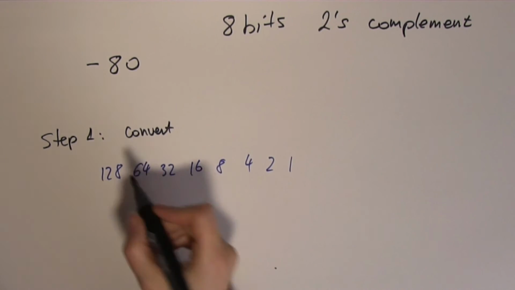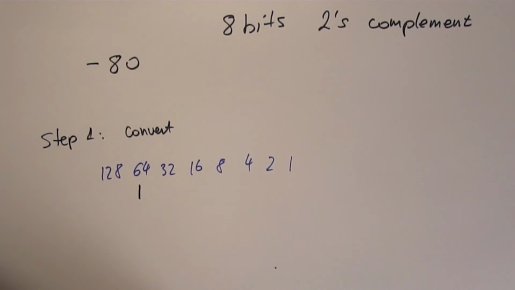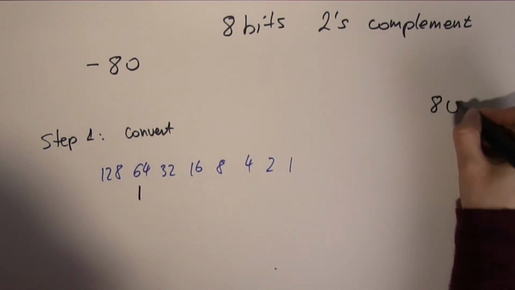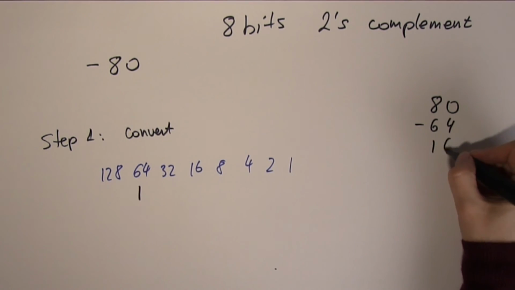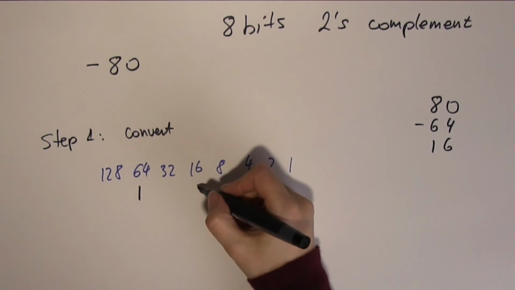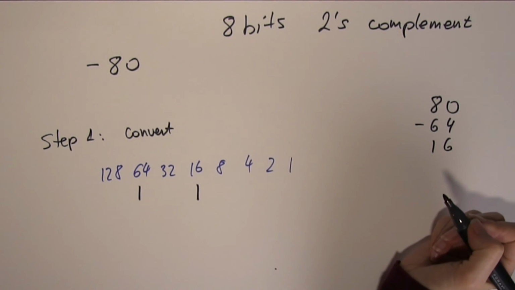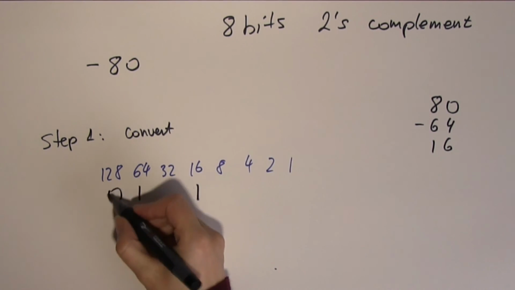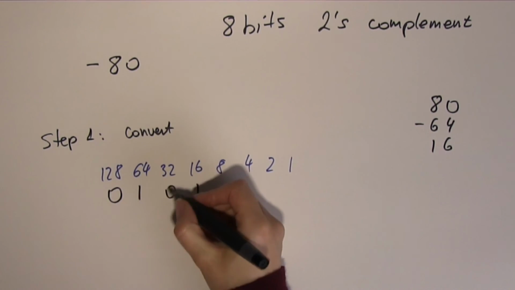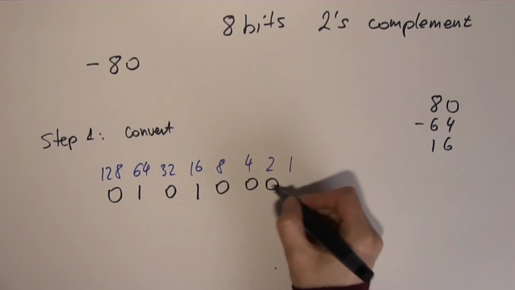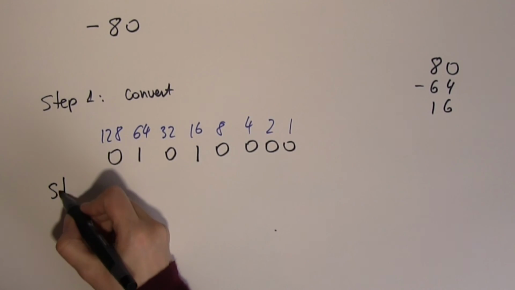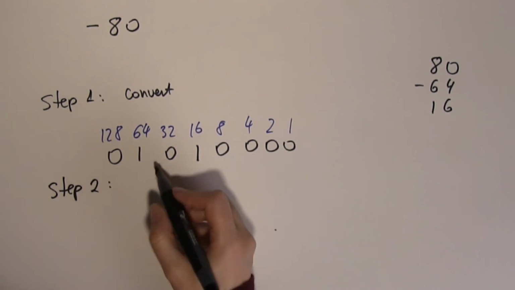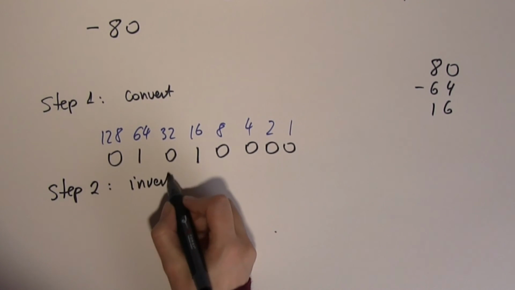So 80, the biggest place value is 64 that I can use up. So what's the difference between 80 and 64? That is 16. That's quite useful because 16 is here. So the rest of them, including the 128, need to be filled up with zeros. So that is the positive 80. And then comes next step, we need to invert.